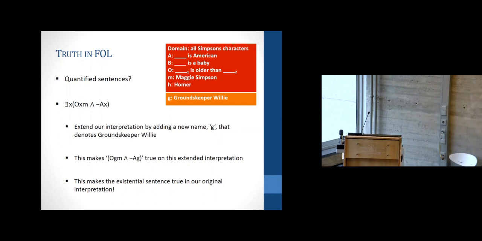Again, same situation here. We can add a new name for an existing object in the domain, G for Groundskeeper Willie, and then we replace x with the name G. We get this sentence, and this has no quantifiers. We know how to give a truth value for that.